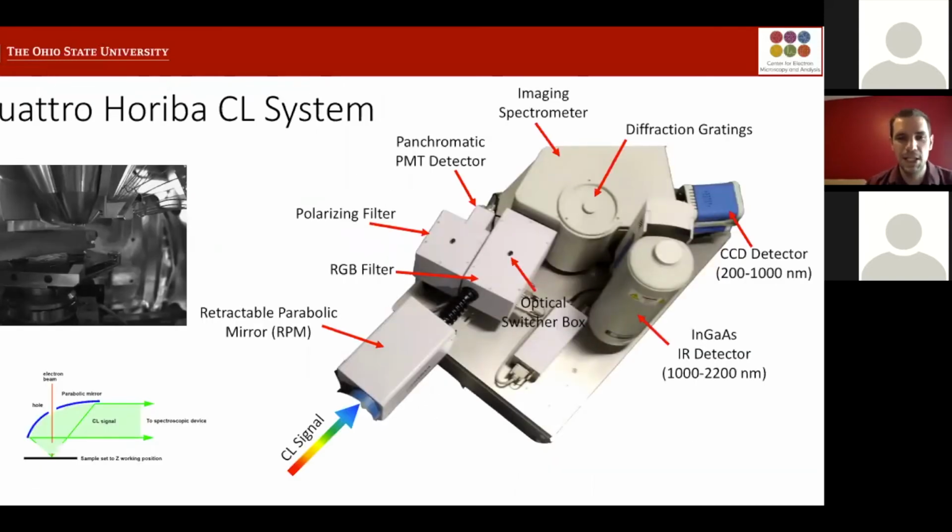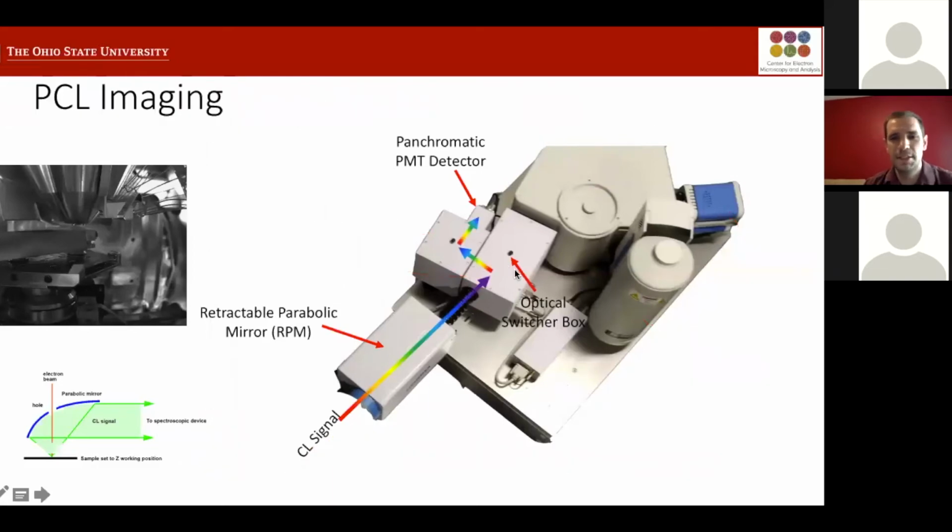It gets to be a little bit cumbersome and busy here, but we have our spectrometer, our CL signal coming out, and that's shown here. Again, all the light coming out of it is passing through your retractable mirror. You can use a switcher box and bump it over to the panchromatic detector. If you do that, you can do panchromatic imaging with it. It's slower than the Apreo one, but you can get more signal out of it if you need it.